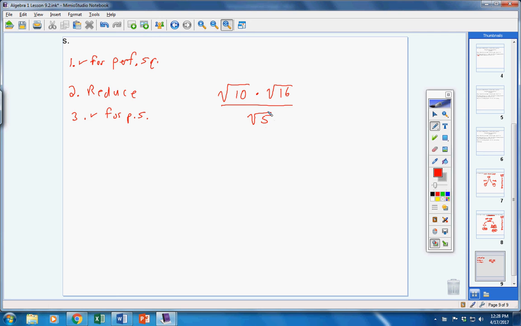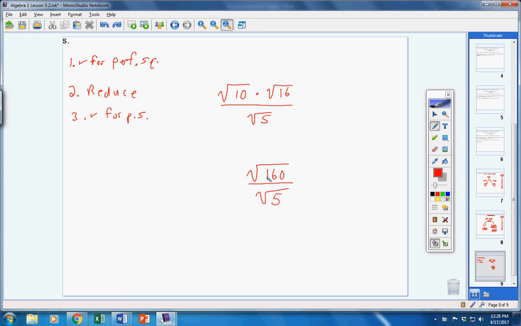Okay, now, before we get into using our steps over here, I would definitely first multiply my 2 radicals up top. Square root of 160 over square root of 5. Okay, that's the first thing I would do for sure. Square root of 10 times square root of 16. Your outside numbers are 1 and 1, so 1 times 1 is 1. We're not worried about that. And then inside number times inside number is 160.